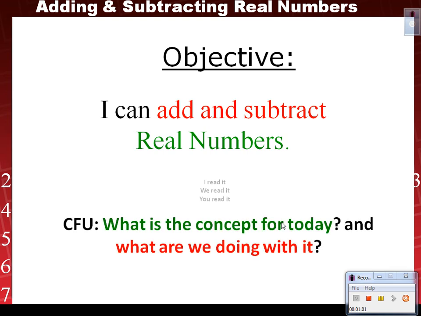Question: what is the concept for today? Tell your neighbor, please. Okay, I heard a bunch of stuff. Let me repeat the question. What is the concept for today? That is correct. Real numbers. Tell your neighbor where to write real numbers on their Cornell notes. Very good.